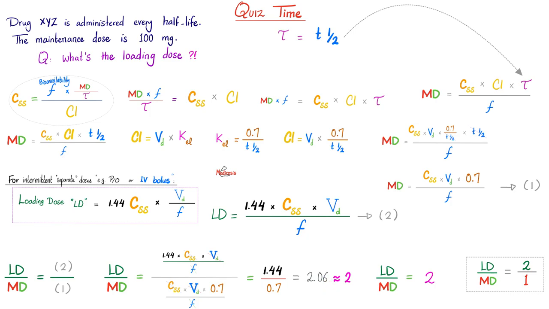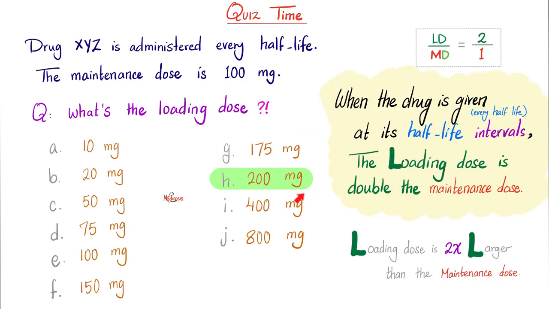So the ratio between the loading dose to the maintenance dose is 2 or 2 to 1, which means when you give the drug every half-life, the loading dose is double the maintenance dose. I told you that the maintenance dose is 100. Therefore, the loading dose is 200. And this is the answer. When the drug is given at its half-life intervals, the loading dose is double the maintenance dose.